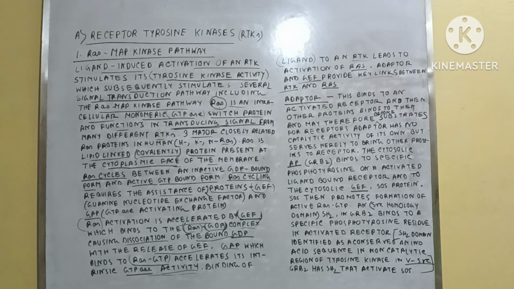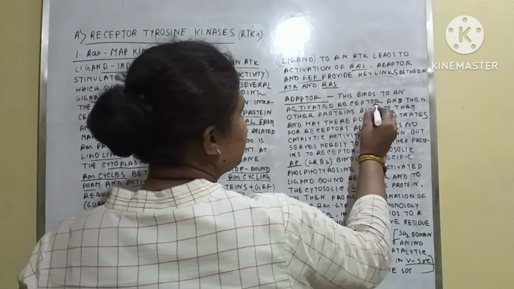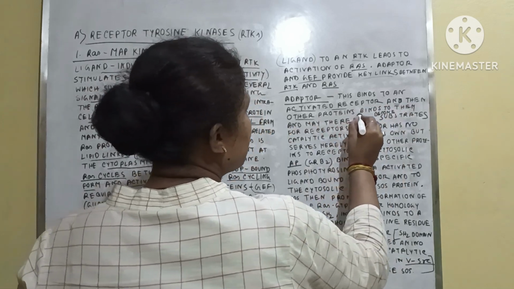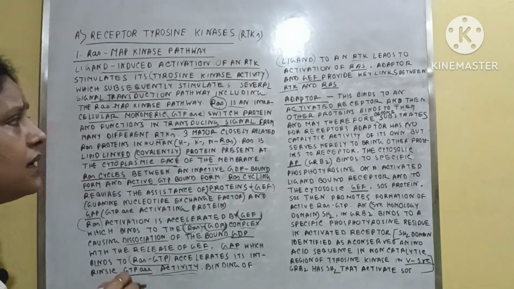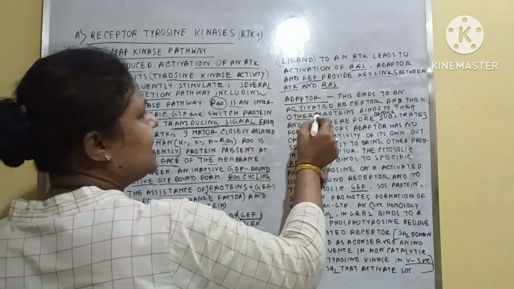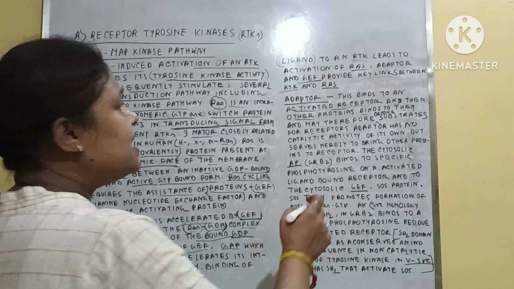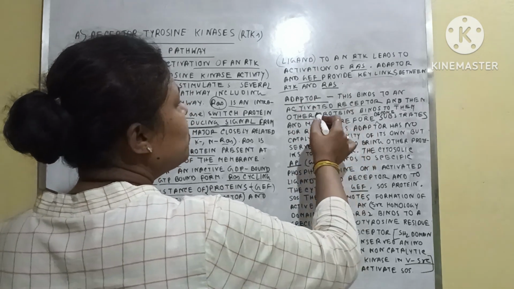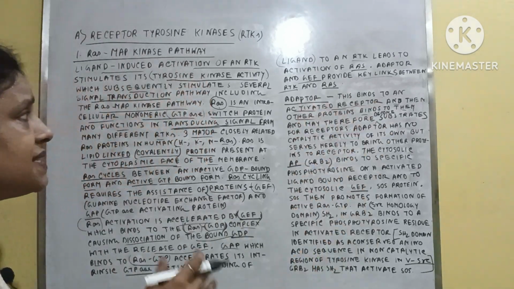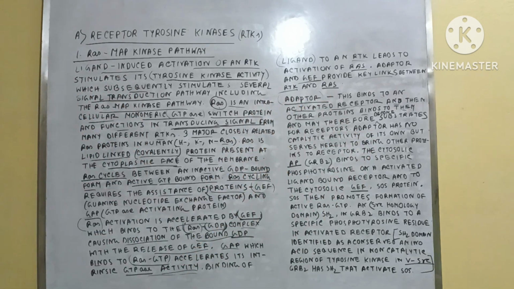So adapter protein, what is saying that this binds to an activated receptor and then other proteins bind to them. When adapter proteins bind to the activated receptor, that means ligand-bound receptor. Okay, and after binding with the ligand-bound receptor, what is the role of the adapter? They try to bring other proteins to bind with the activated receptor.